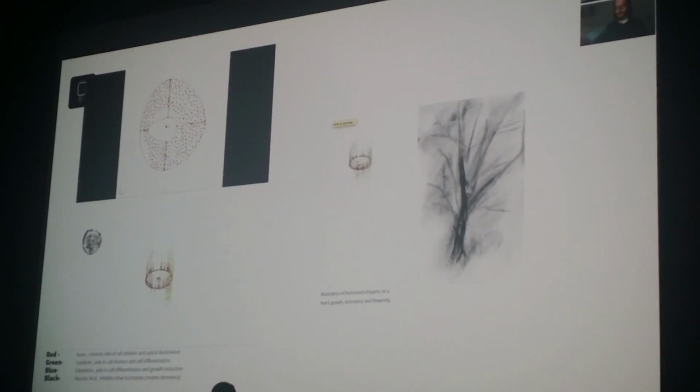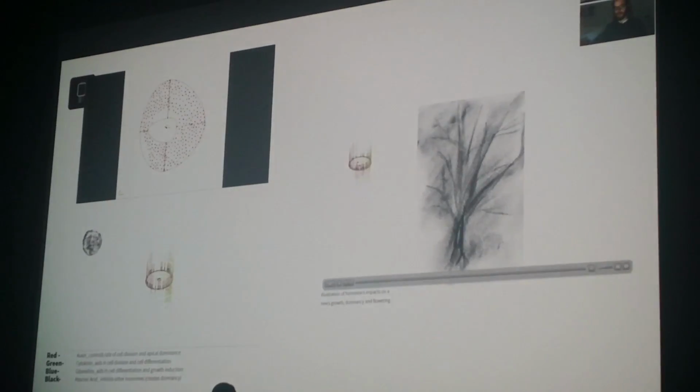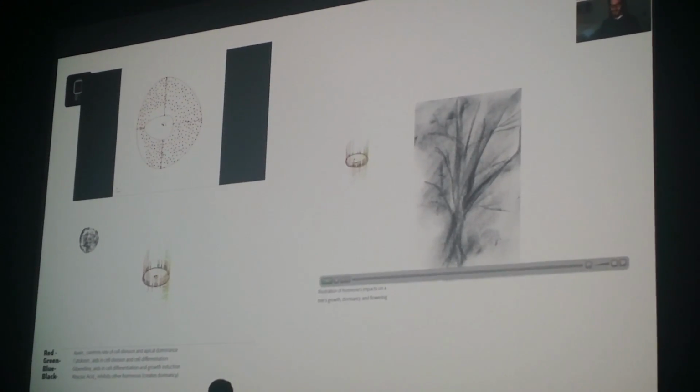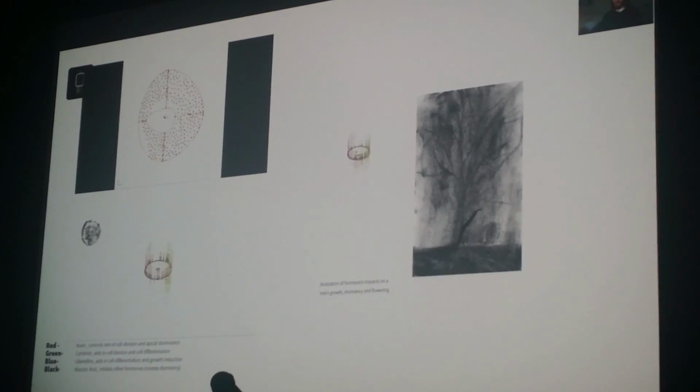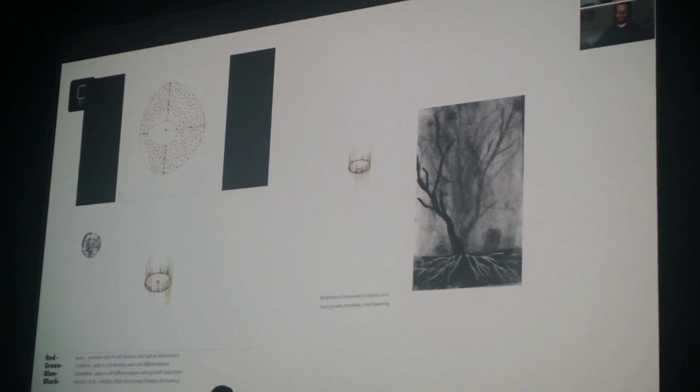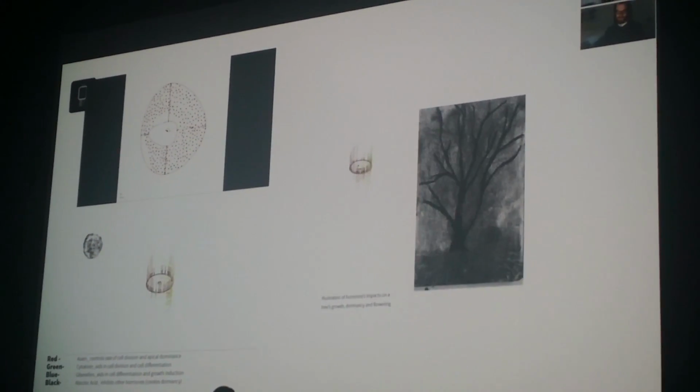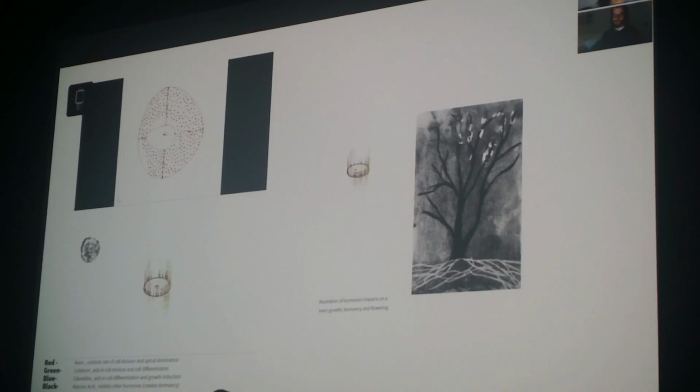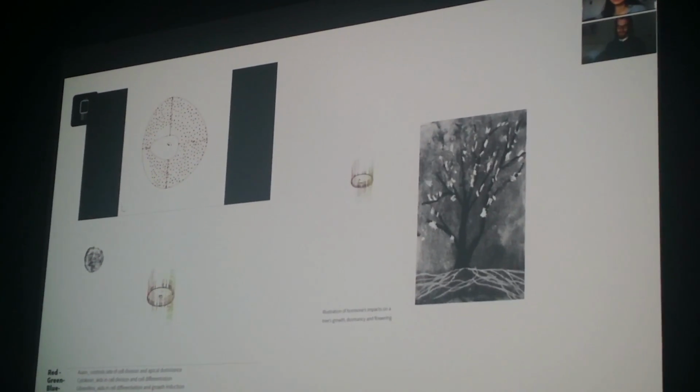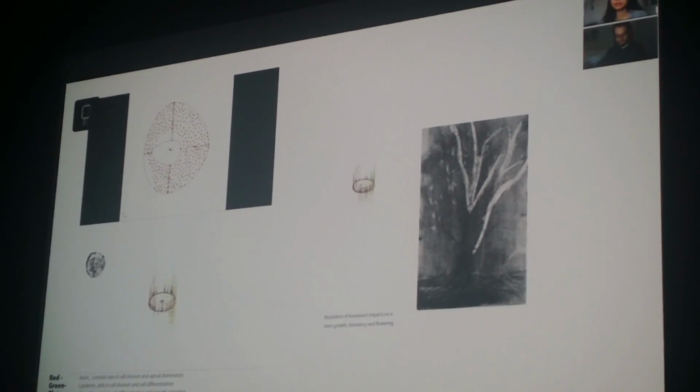And so this is how it begins to look in this animation here. This illustration here is auxin, gibberellins, cytokinins, abscisic acid.